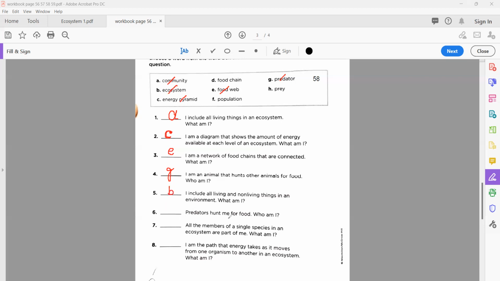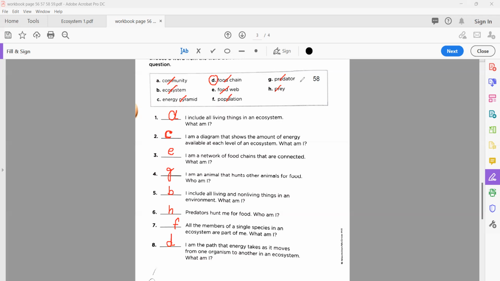Number six, predators hunt me for food. So who is going to be hunted by the predator? You know very well that is number H, prey. Very good. Now number seven, all the members of a single species in an ecosystem. So single species, you know very well, that is number F, that is population. Yes. Okay, the last one, number eight, I am the path that energy takes as it moves from one organism to another in an ecosystem. As you know that we have here only the last option and that is D. So it means that is food chain. So we're going to write here number D.